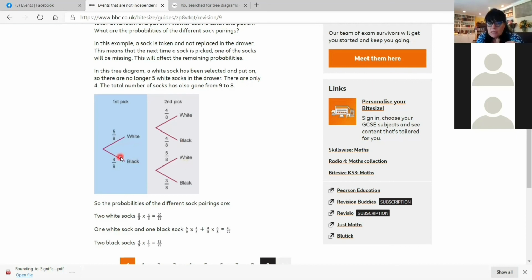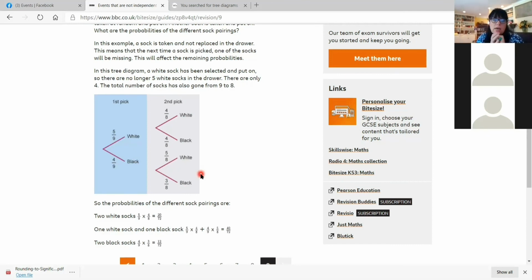If you did not take a white sock, you took a black sock first, the probability of taking a white sock will remain 5, because there's still 5 white socks, but the total number of socks has gone down to 8. And the black ones have gone from 4 to 3 out of 8. If you can understand that, you'll do well, because that's where the children go wrong. They forget to reduce, okay? And sometimes they reduce the number where they've taken one, but they forget to reduce the total.